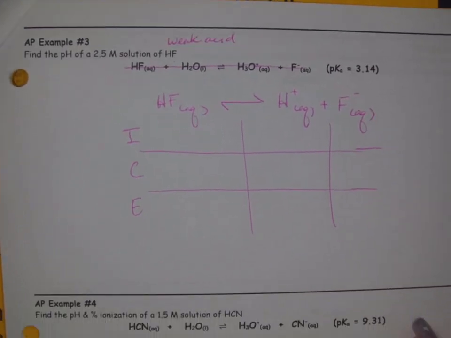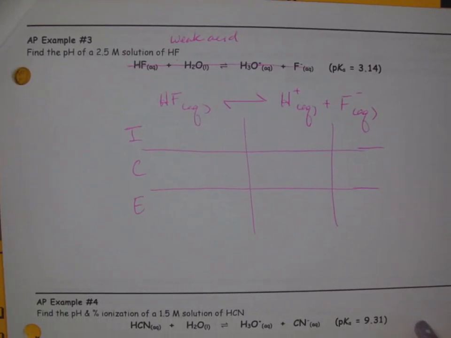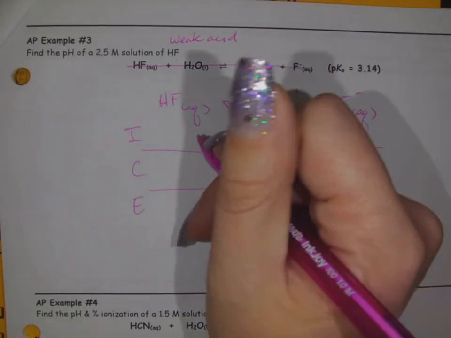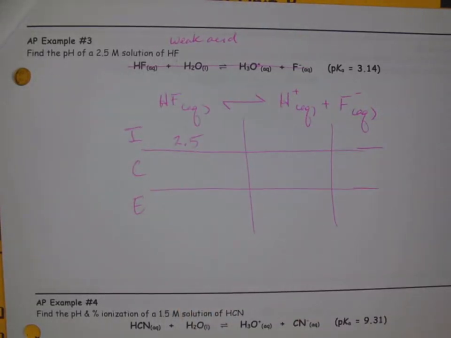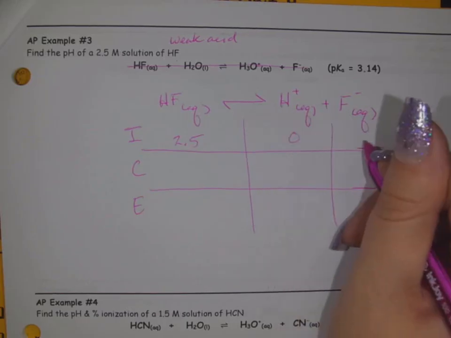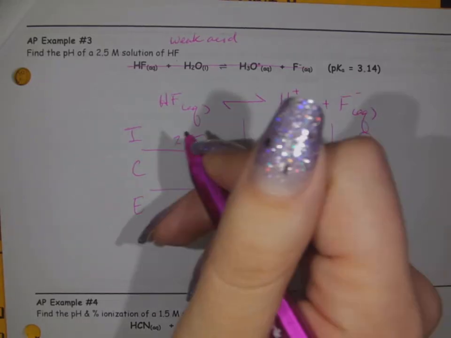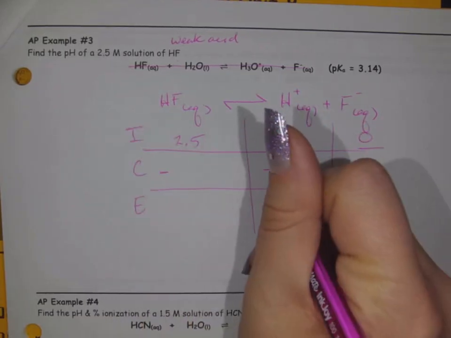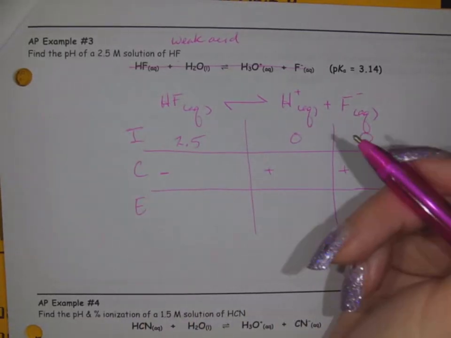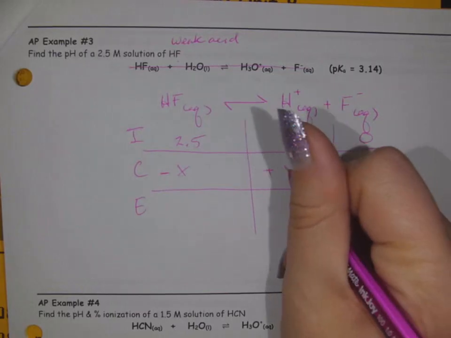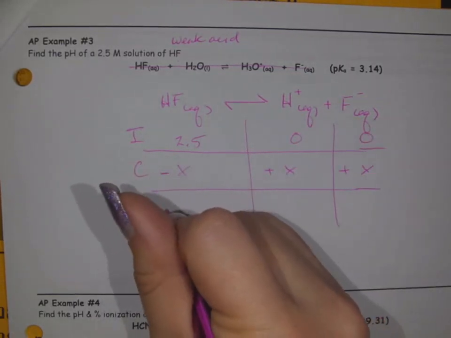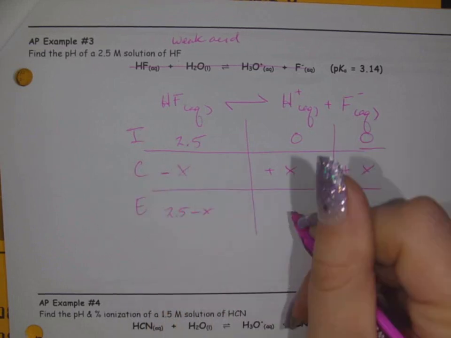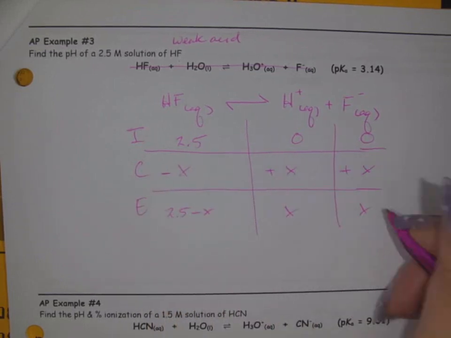All right, great. Find the pH of 2.5 molar HF. Reminder, ICE tables can be pressures or concentrations. So we're starting with 2.5 molarity for this HF before it has broken apart into these items. Reactants are minus, products are plus, and they all have coefficients of 1. So this is going to be minus x, this is going to be plus x, this is going to be plus x. So we're going to have 2.5 minus x, x, and x.